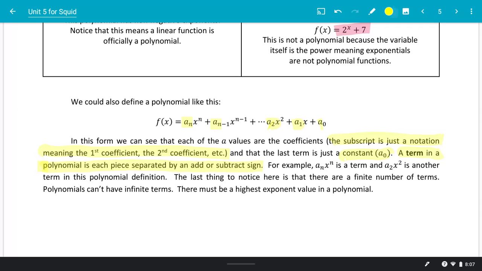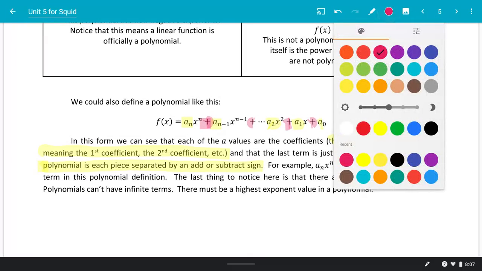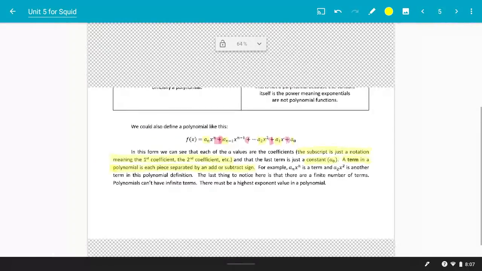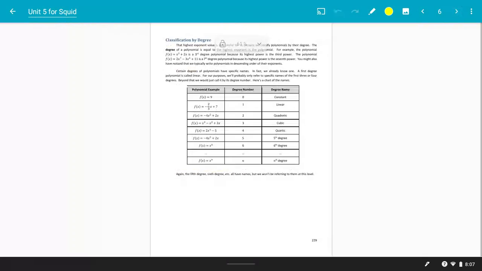Why? Because they're separated by addition signs. So those make them separate. The last thing to notice here is that there is no infinite number of terms. Polynomials can't have infinite terms. There has to be a set number of terms. There must be a highest exponent value in the polynomial. All of that's not hugely important, and that's really mathematical. So let's go to the next page.